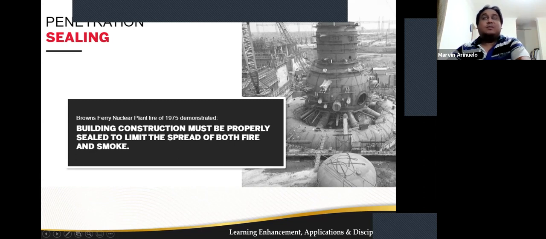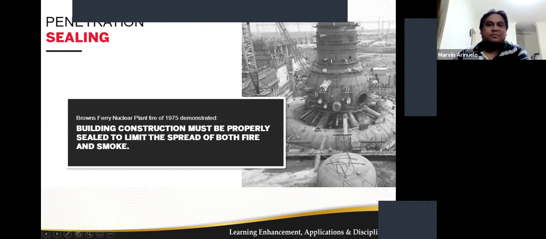New sealing materials were developed. A series of tests were also developed for the rating and use of these materials in combination with various fire barrier construction. And there are three categories of penetration sealing. Number one, through penetration fire stop. It is used to seal the opening where mechanical or electrical systems pass through the rated wall or floor.